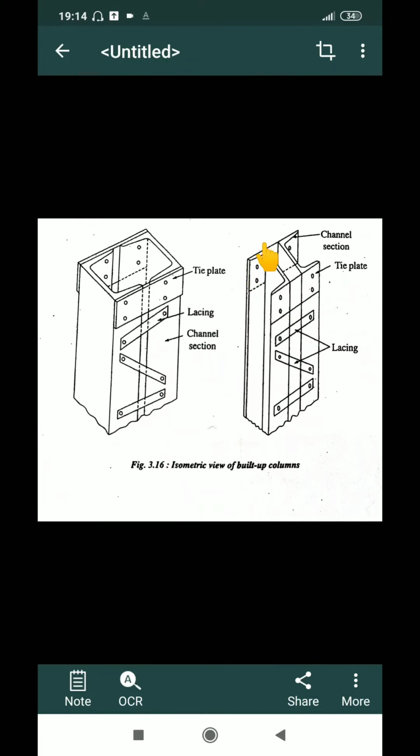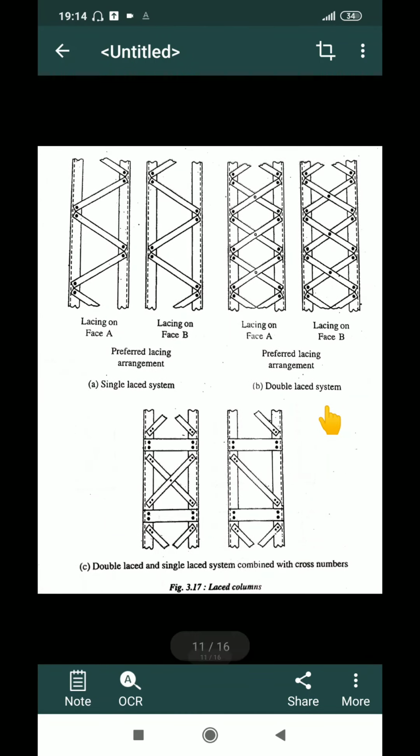Similarly here, double channel sections which are back to back, facing away from each other, and the tie plate is provided along with the lacing. These are a few of the arrangements of a lacing system.